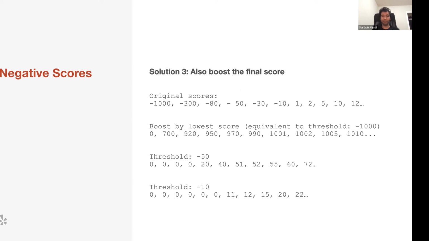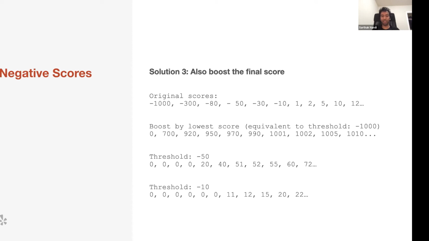Let's say that you have scores ranging from -1,000 to some positive value. Now, if you boost your scores by the minimum score trivially, you would boost by +1,000 in this case, and you would get scores ranging from 0 to 1,000 something or more, with the scores of -1,000, -300, -80 becoming 0, 700, 920. Now, boosting by 1,000 means that you can lose 3 decimal places of precision. But instead, if you set a threshold of -50 and you just set the scores below -50 to 0, in this case the scores of -1000, -300, -80 would be set to 0.